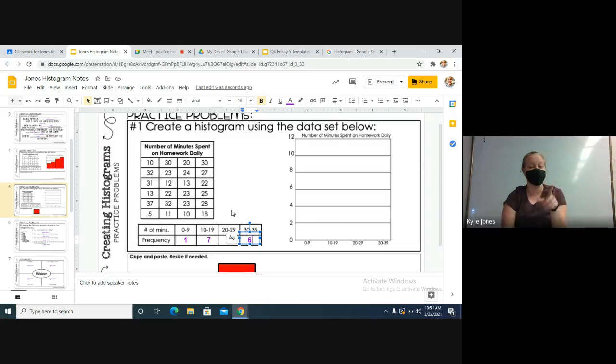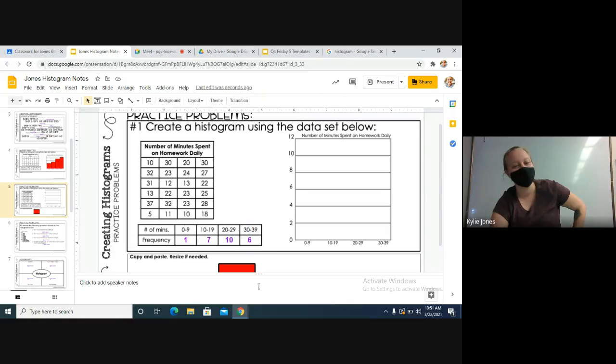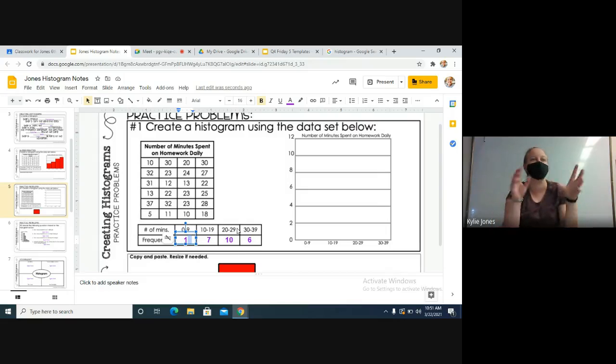Another way to check is that, let me finish my sentence, please. When you aren't sure, one way to check is to count or add up how many total you have. So 1 plus 7 is 8, plus 10 is 18, plus 6 is 24. There should be 24 numbers here total. If you don't get 24 numbers, you miscounted somewhere, then you missed something somewhere.